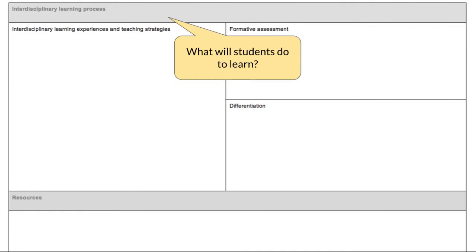And then the process. What will students do to learn? So think about specifically those activities that are going to be interdisciplinary, not the disciplinary ones, because they will be written in the previous box. Here it says interdisciplinary learning experiences and teaching strategies, specifically interdisciplinary, okay? On the right, you have formative assessment and differentiation, which is something that we also have in our regular planners. And at the very bottom, the resources, which materials you're going to be using in the class.